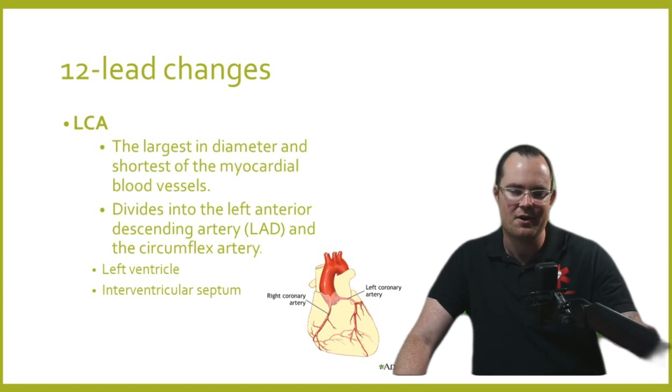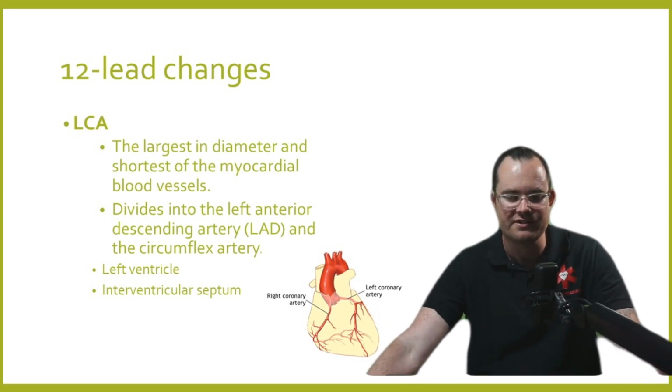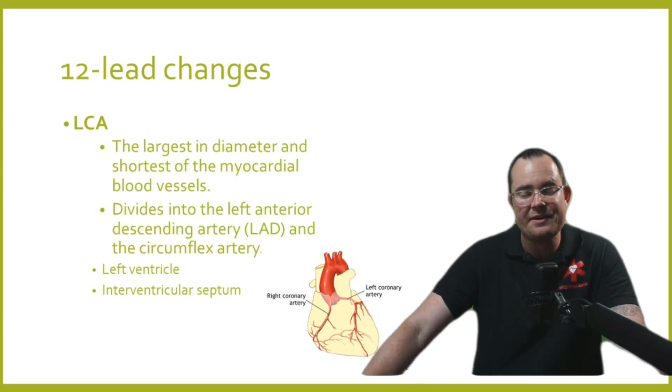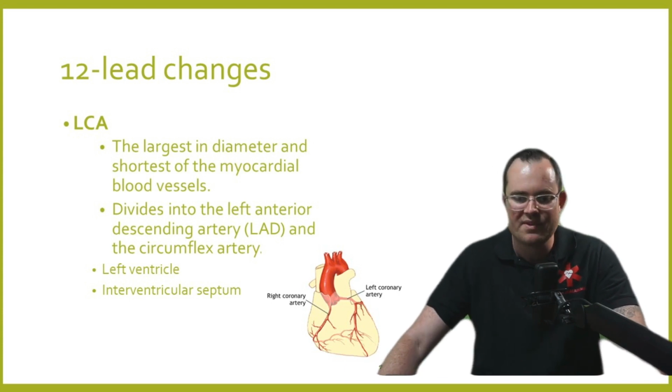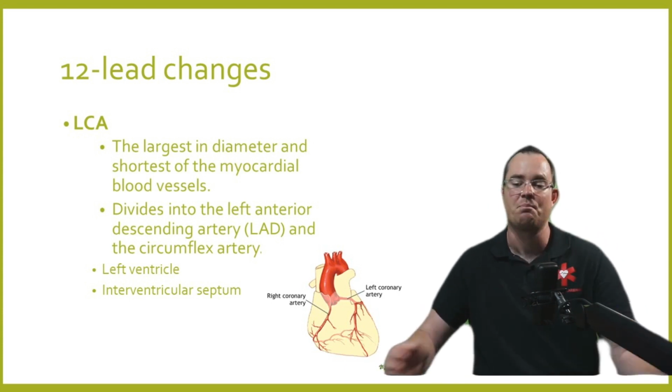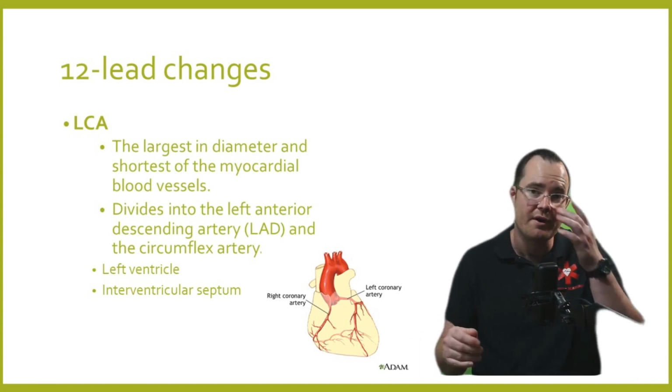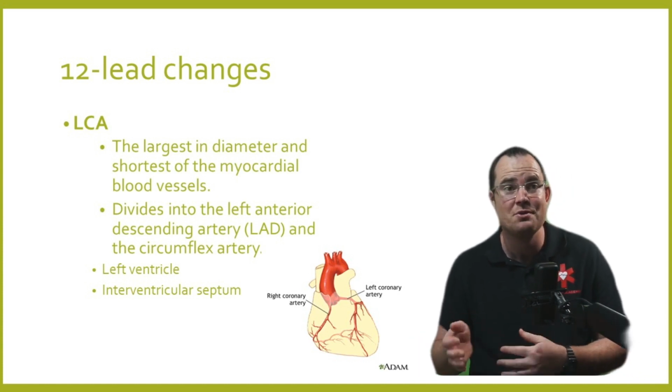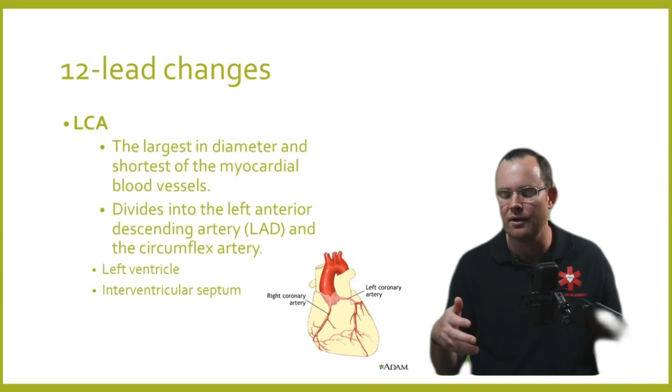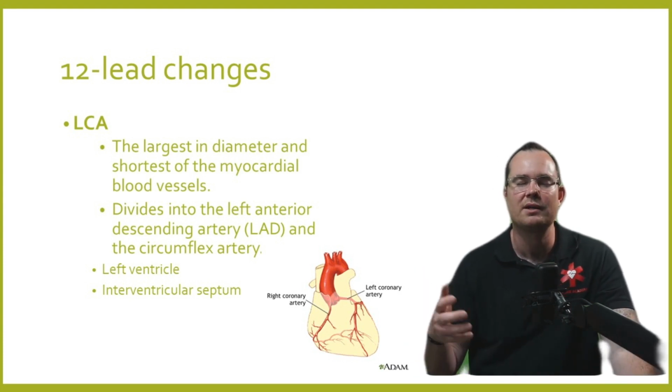Now, the larger of the two. This is the largest of the myocardial coronary blood vessels. It divides into the left anterior descending, okay, the LAD, and the circumflex. So it branches off into two other coronary arteries that are really popular that do get blood stopped up or blocked with a clot.